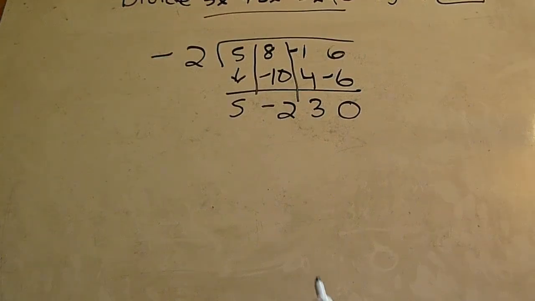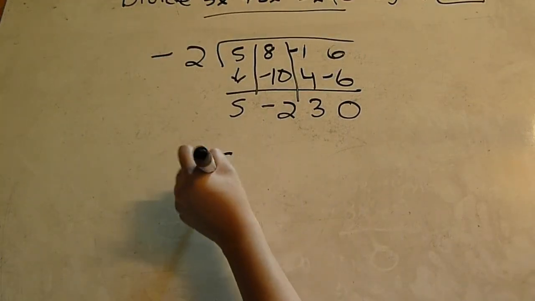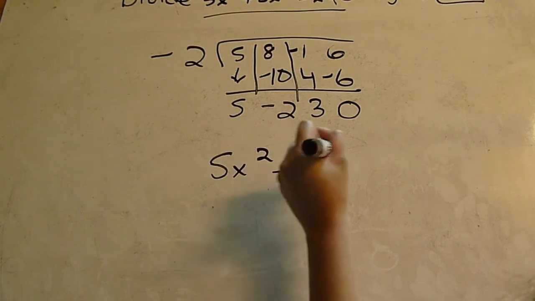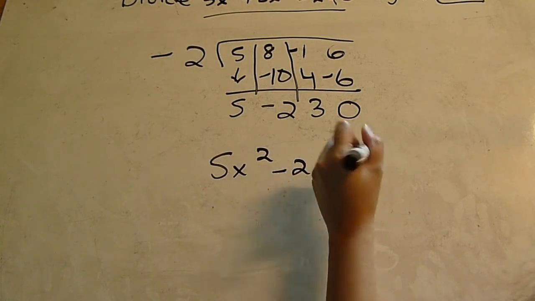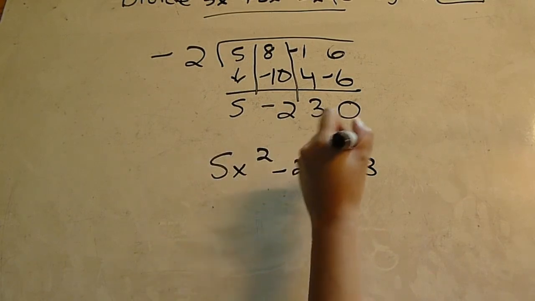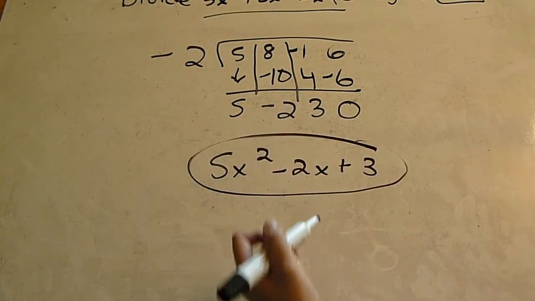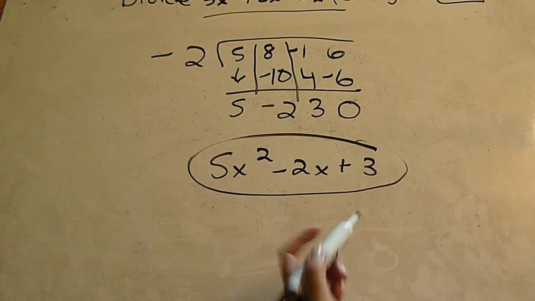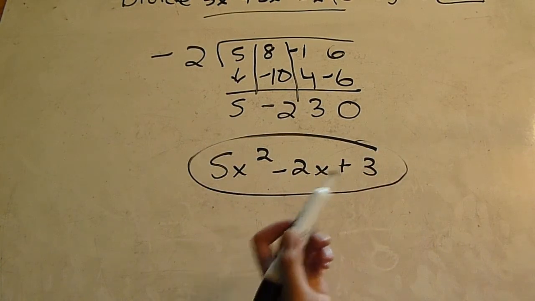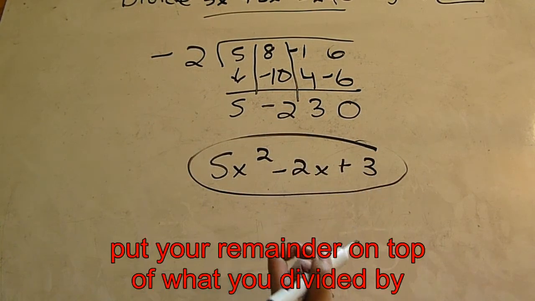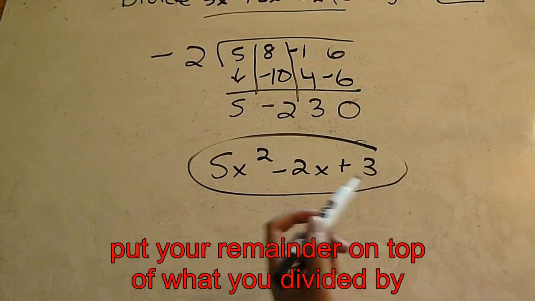Then you multiply this by this and get negative 6, and you're left with 0. The rule is you can rewrite this as 5x squared minus 2x plus 3 because you make it a degree less. And this is our solution. So we don't have a remainder at the end, so there's nothing there. But if there was a remainder, what you do is put that remainder number over what you divided.